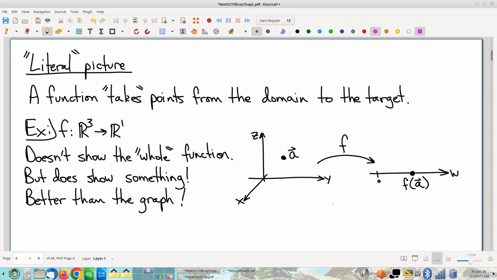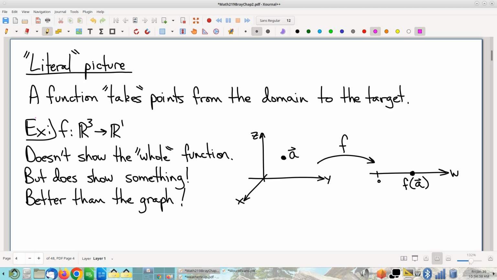Next picture I want to show you, this is not a graph, very importantly, not a graph. This is going to help us understand functions, just in a different way. Right? So the big idea is, I call this the literal picture. I may have made that up, I'm not sure. But I like to call it the literal picture because it's pretty literally just drawing what the objects are that are in the function and what they do.